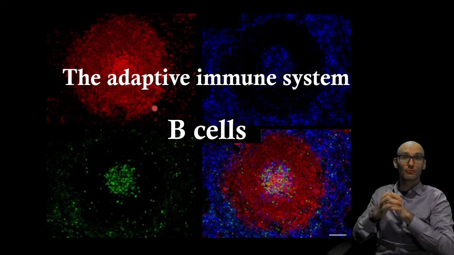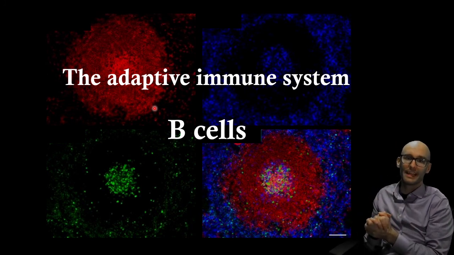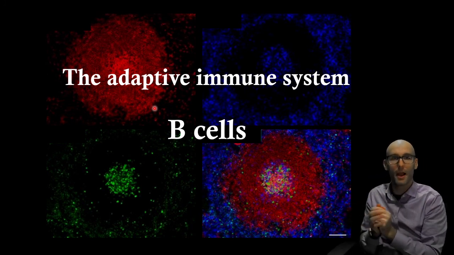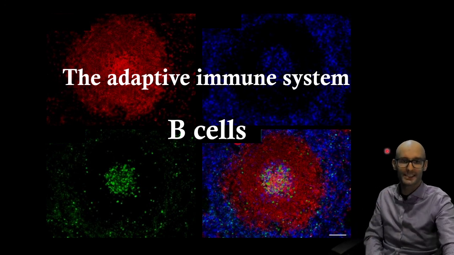Right, so that's roughly the anatomy of the adaptive immune system. And in the next video, I'm going to tackle B cells. I'm going to jump into some detail there.